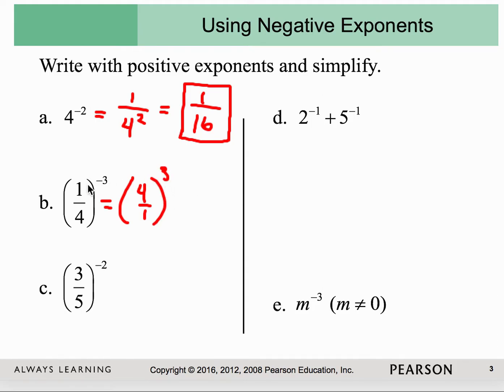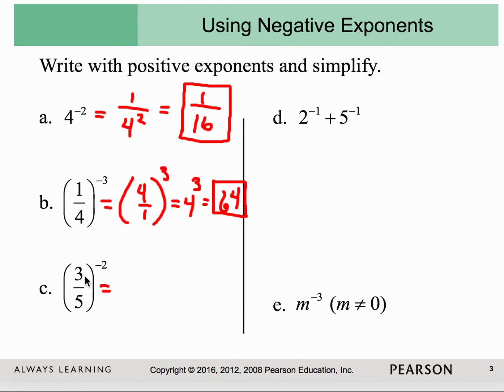Notice this negative is on the parentheses, so it means flip everything inside the parentheses. This exponent is applied to everything inside the parentheses. And now 4 over 1 is just 4, so we wind up with 4 cubed, which is 4 times 4 is 16, times 4 is 64. Notice, not a negative number.